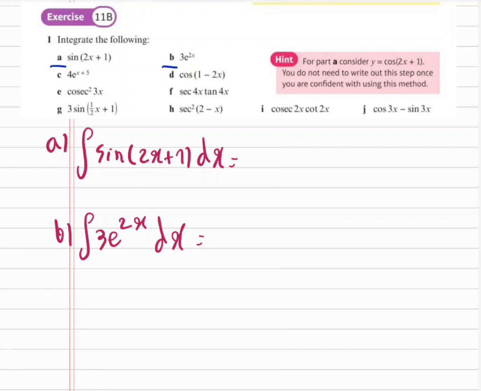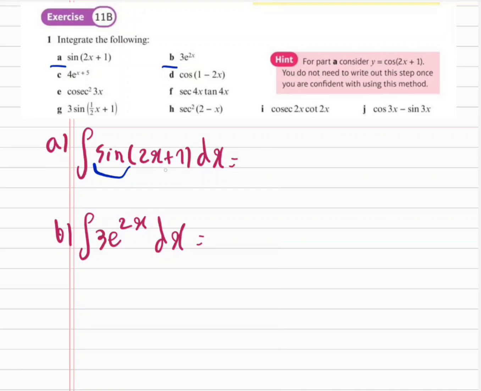If you look at the first example, when we have sine of 2x plus 1, we can think of this as two functions. Sine is the main or outer function here, so we have sine of something, and then we also have a nested function, which in this case is a linear function. So the approach is always that we differentiate the nested function, and then the reciprocal of the derivative becomes the coefficient.